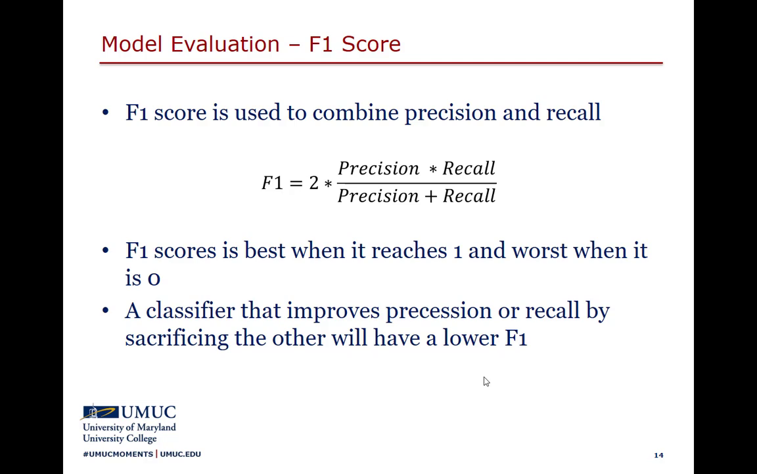If you remember from our discussion on association mining, there was a metric that combines support and confidence, lift, right? It tried to optimize the two, and that's basically the same thing here. F1 score combines precision and recall.